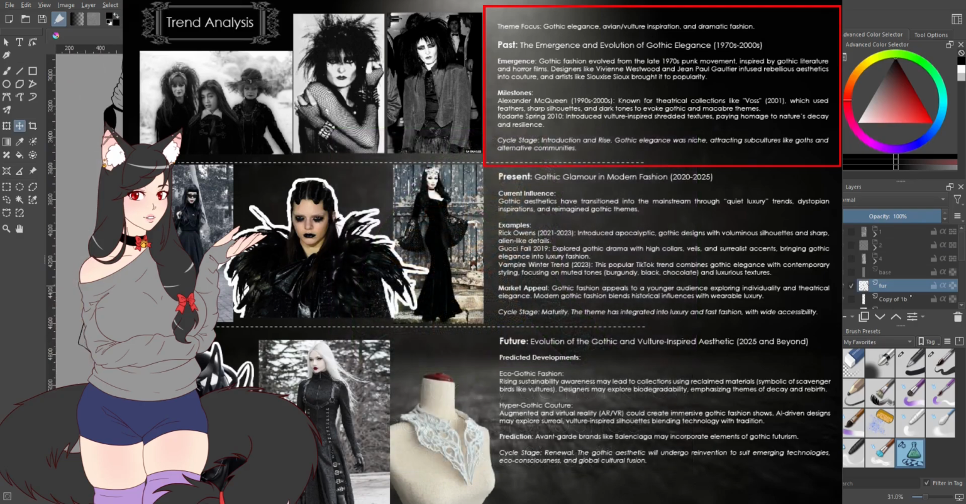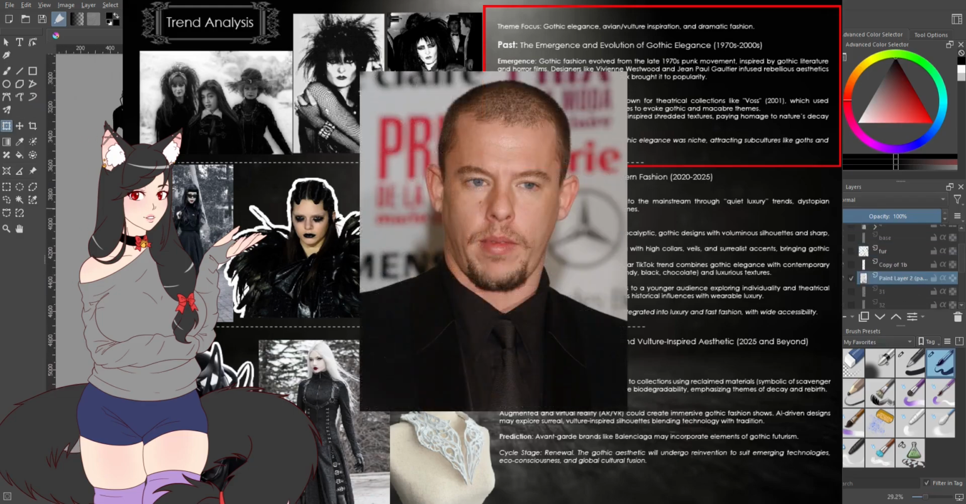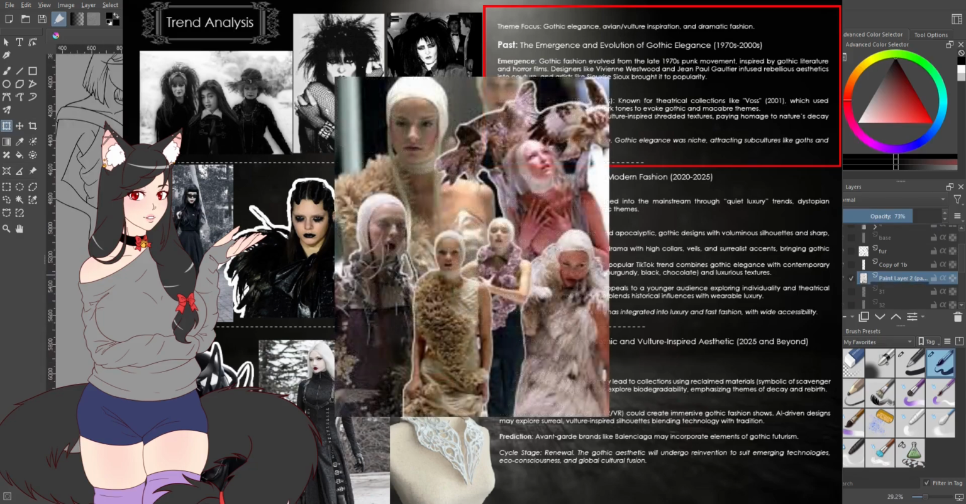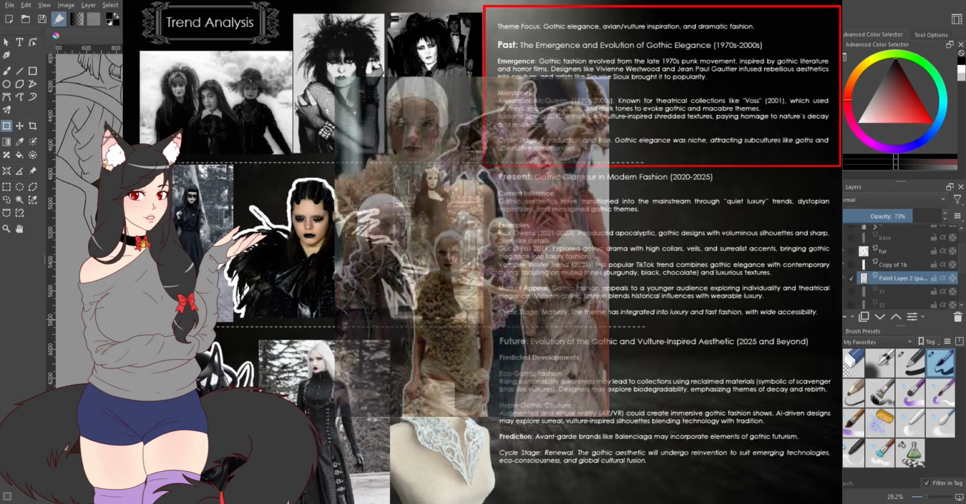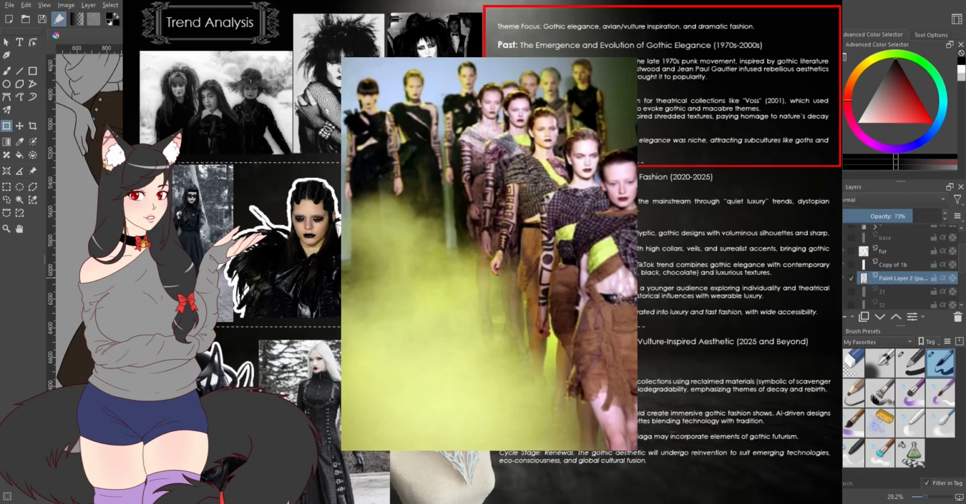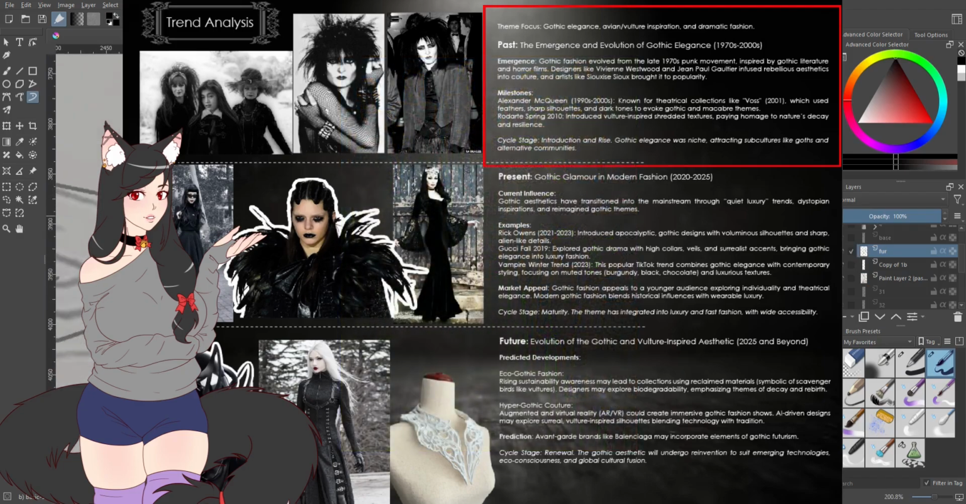As for the milestones, we can thank Alexander McQueen, who is known for theatrical collections like Voss in 2001, which used feathers, sharp silhouettes, and dark tones to evoke the Gothic and macabre themes, as well as Rodarte Spring 2010, which introduced vulture-inspired shredded textures, paying homage to nature's decay and resilience. This is the introduction and the rise of Gothic elegance.